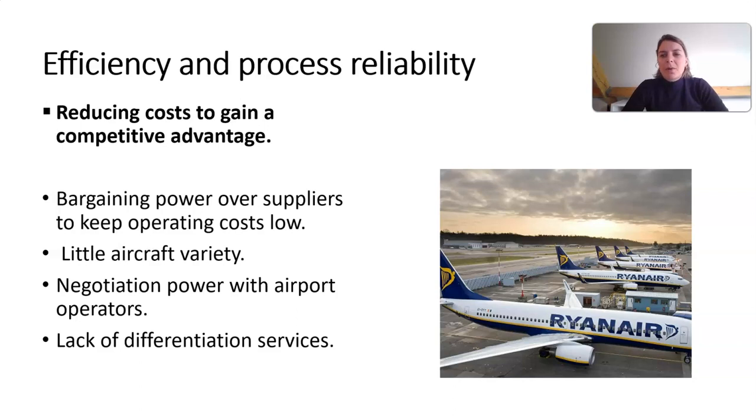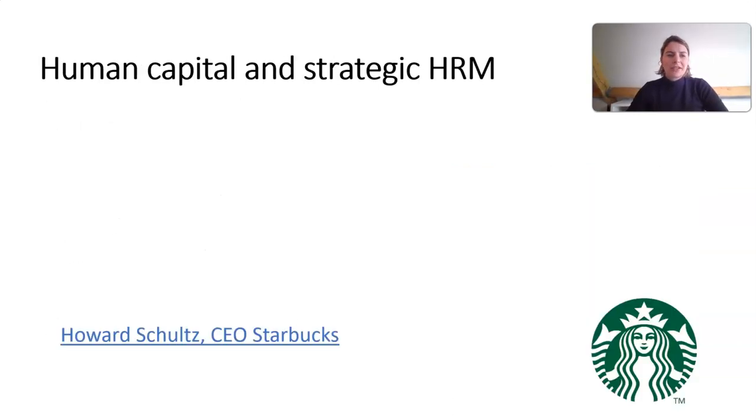So this is a form of successful strategic leadership which focuses on increasing the efficiency of the organization and thereby improving the success of the organization in the long term. Let's look at the third example. The third way in which leaders can engage in strategic leadership is by focusing on their human capital and engaging in what we call strategic HRM, human resource management.